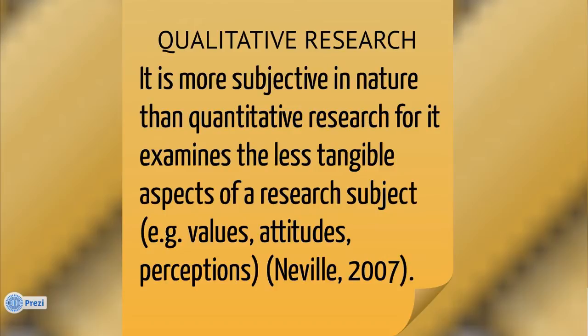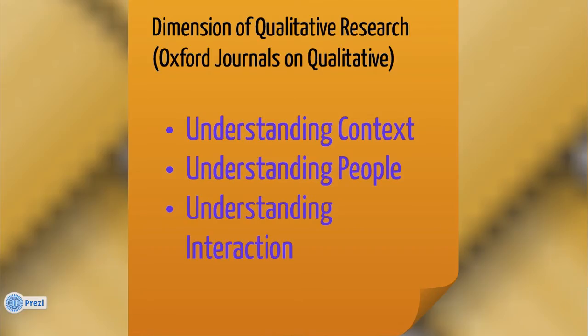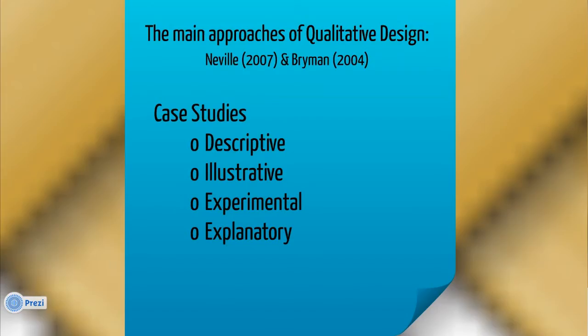Qualitative research is more subjective in nature than quantitative research, for it examines the less tangible aspects of a research subject. For example, values, attitudes, and perceptions. Dimensions of qualitative research: understanding context, understanding people, and understanding interaction. Qualitative design. The main methodologies of qualitative design.